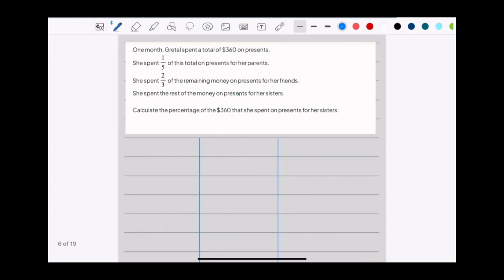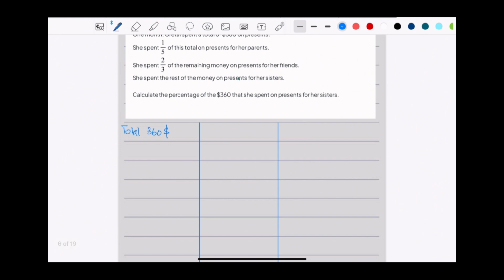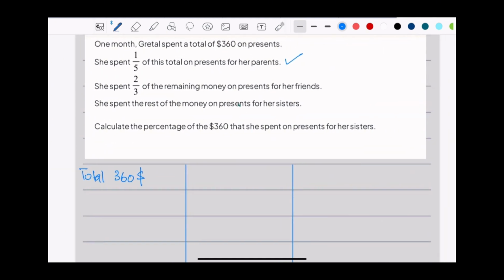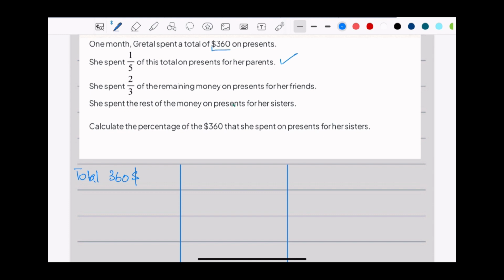One month, Gretel spent a total of $360. That's the total amount. So the total amount is $360, and in percent it will be representing 100%. She spent 1/5 of this total on presents for her parents. Now look at this part. Fractions are involved in it. 1/5 means that if you take this amount and divide it into 5 equal portions, then one portion of that was spent on parents.